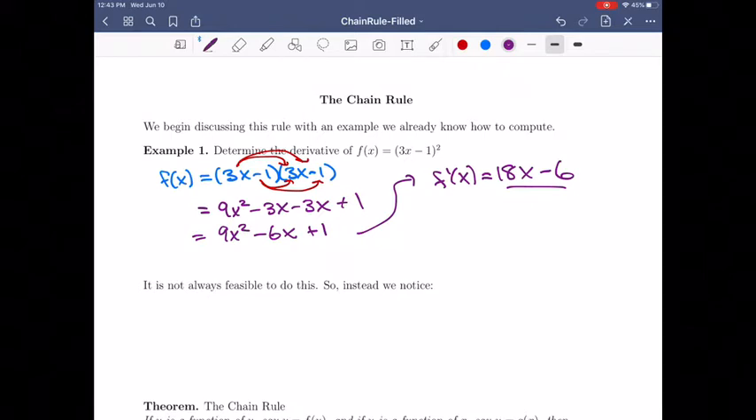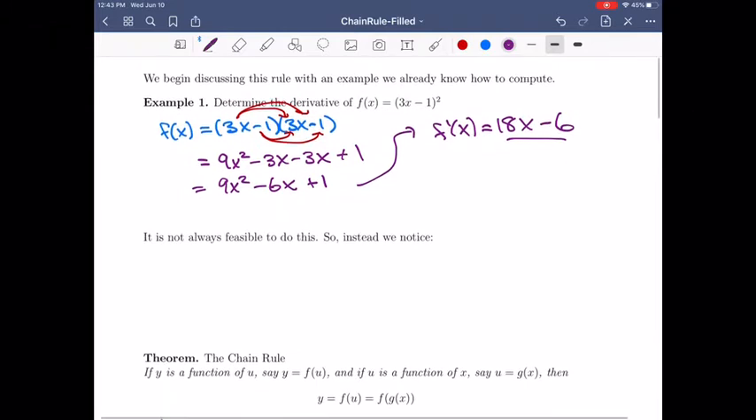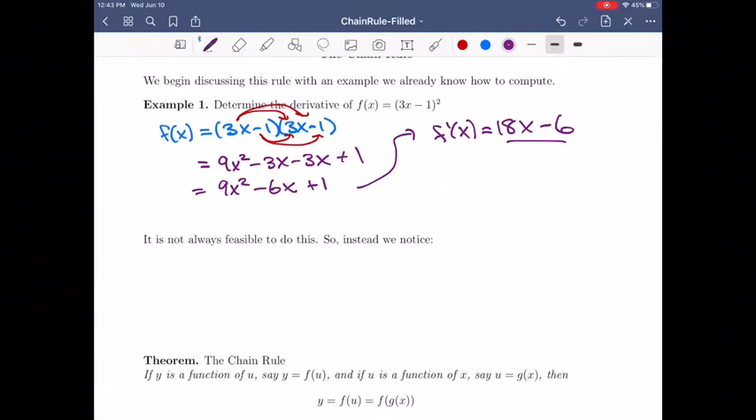Obviously, if this power is higher than 2, we probably don't want to do that. Expanding it out takes longer and longer as the power gets higher. So what we're going to do is try and write f of x as a composition of functions. Let's call it h of g of x.